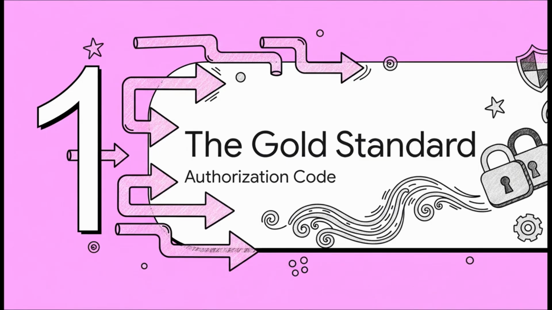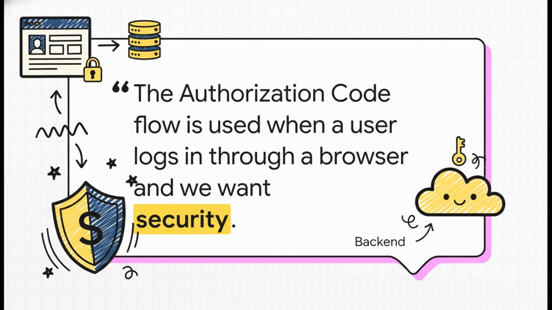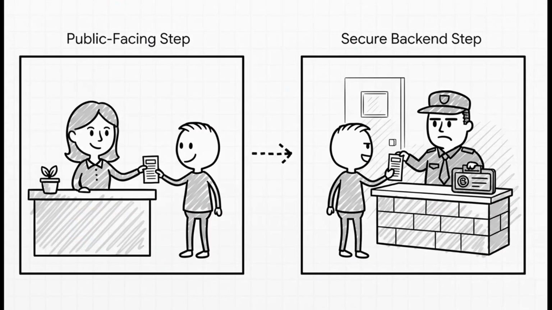Okay, so to really get this, we need to look at the different ways this delegation can happen. These are called flows or grant types, and we're going to start with the big one, the gold standard, the Authorization Code flow. Here's the one-liner for it. This flow is what you use when you have a user, a browser, and you want things to be as secure as humanly possible. Let's use an analogy.